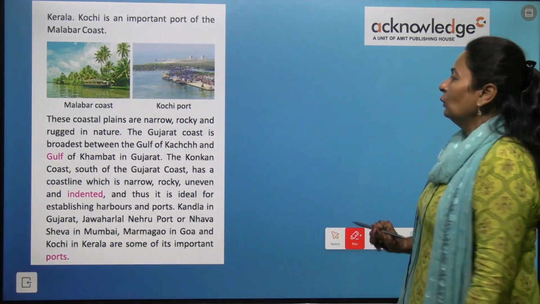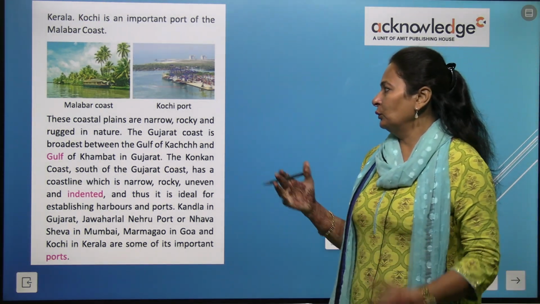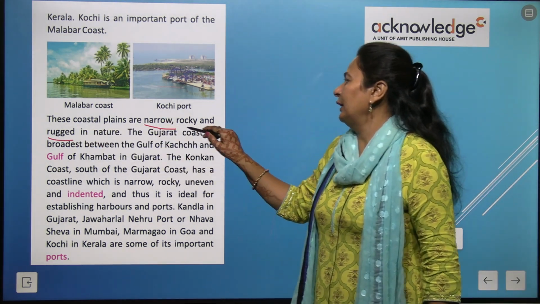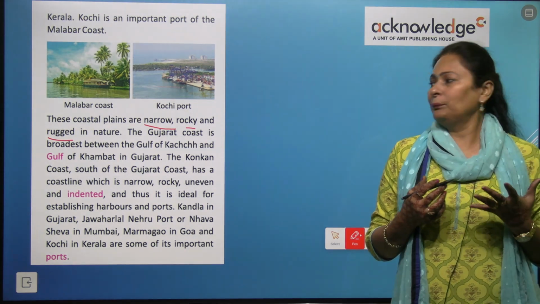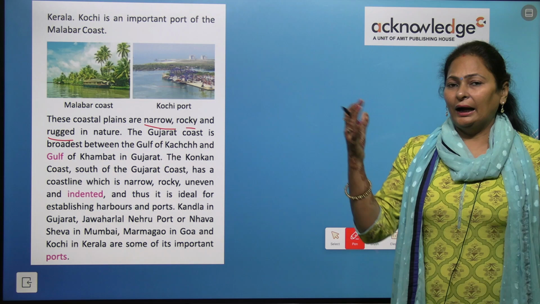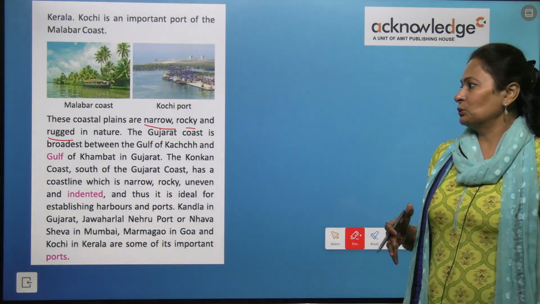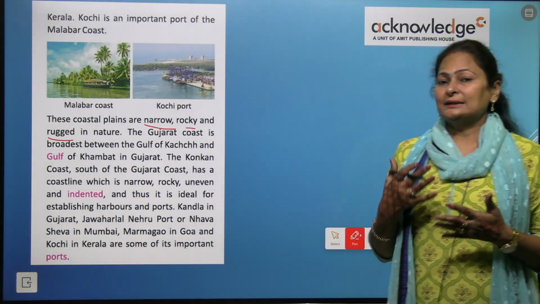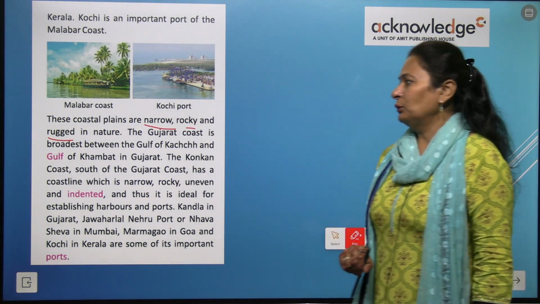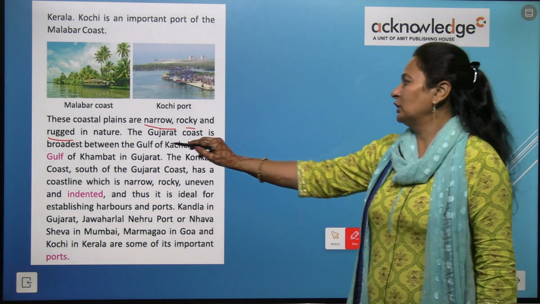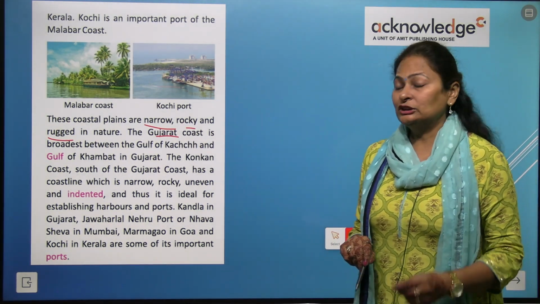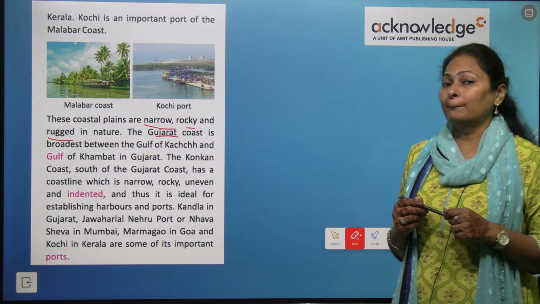Now, the coastal plains are narrow, rocky and rugged in nature. Narrow, rocky and rugged. Rugged means it is very hard or rocky, and they are narrow also. They are narrow as compared to the eastern coastal plains. So, these plains are narrow, rocky and rugged in nature. The Gujarat coast borders between the Gulf of Kutch and Gulf of Khambhat.